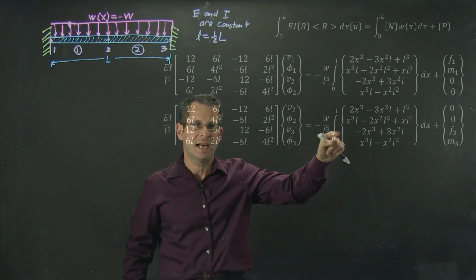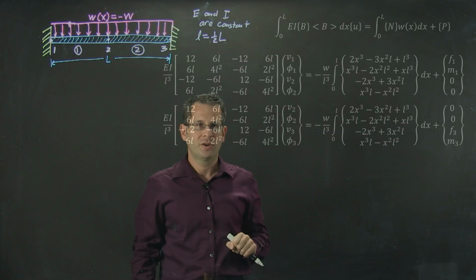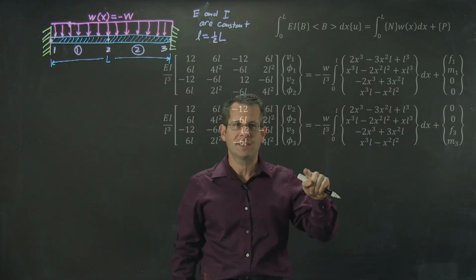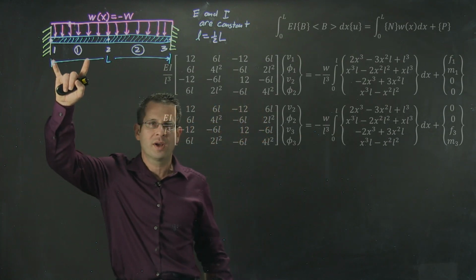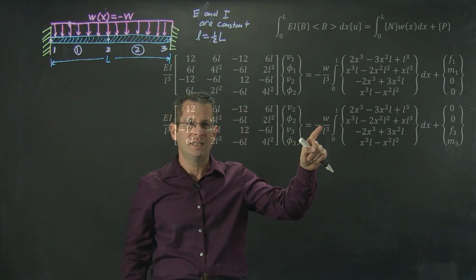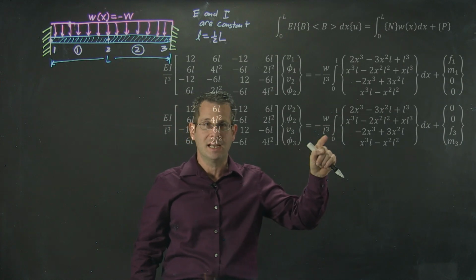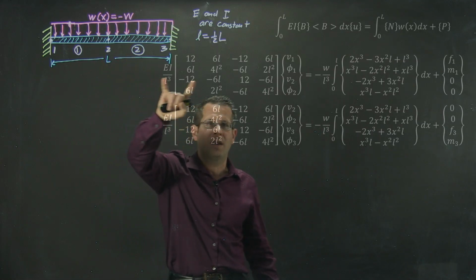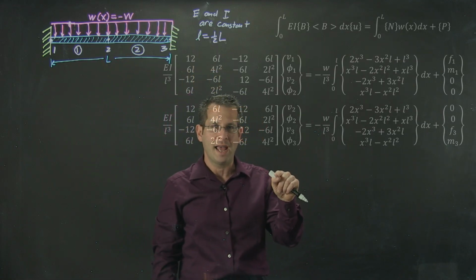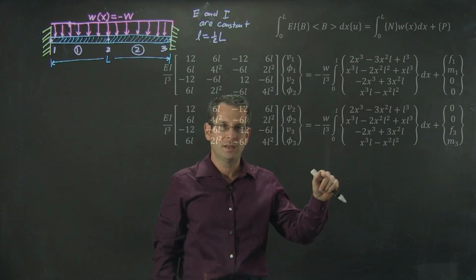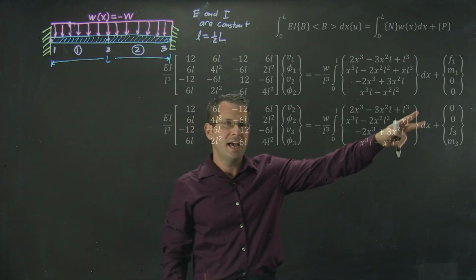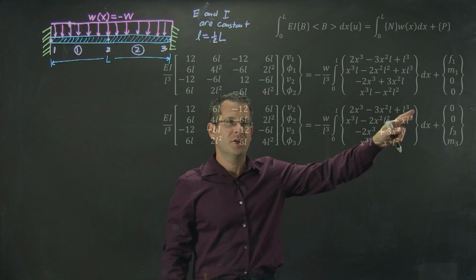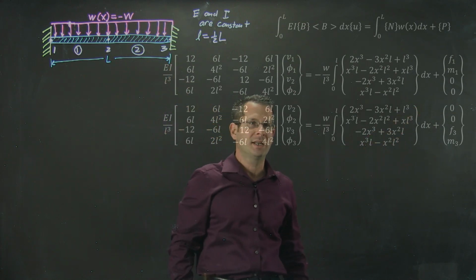W would be inside my integral, and I'd have to remember that I would need to shift my function w of x over by length lowercase l. So everywhere I saw a w of x, I would need to change that to w of x plus lowercase l. If I had a third element over here, it would be shifted by x plus 2l, and so forth. Again, I know my external force and moment applied at node 2 are 0, but I don't know the reaction forces at node number 3.